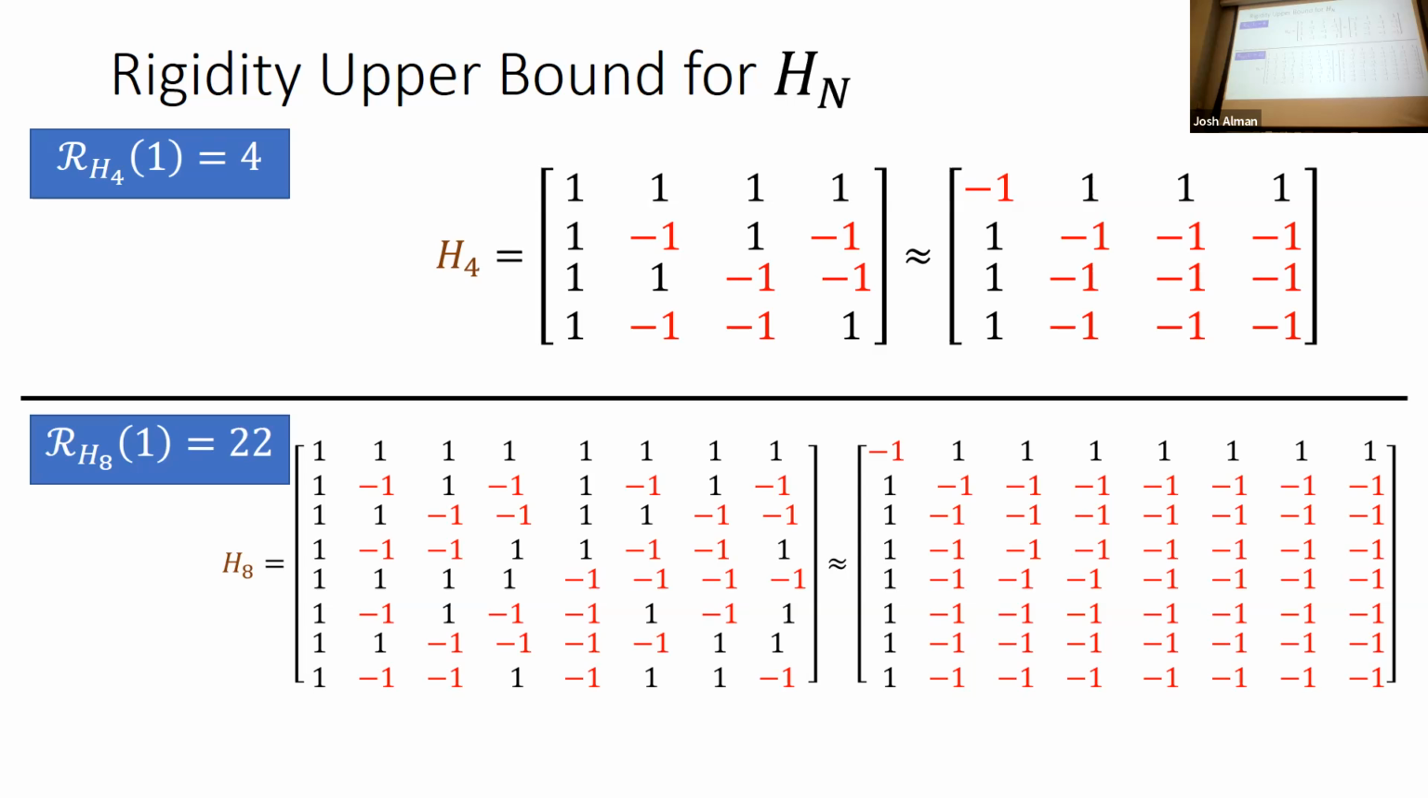Okay, this is the rigidity upper bound we're going to use. In the whole paper, we actually use a slightly more complicated rigidity upper bound, but to get some improvement, we can just use this. Okay, so here's how we use it.